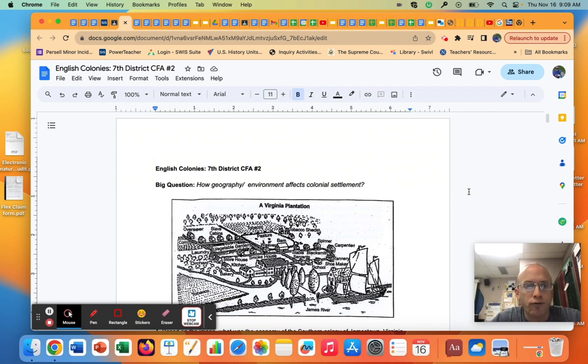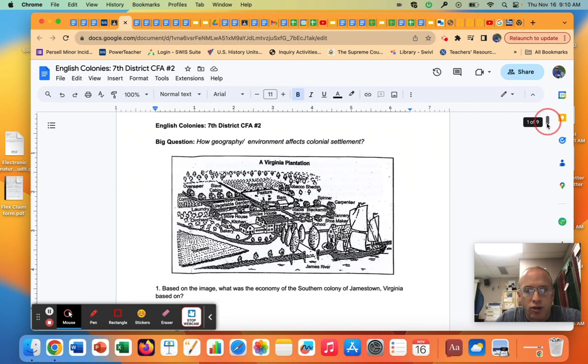This is the audio for the English Colonies 7th District CFA number 2. The big question: how geography/environment affects colonial settlement. All right, so to begin with, you got to look at this picture, this illustration of the Virginia plantation.